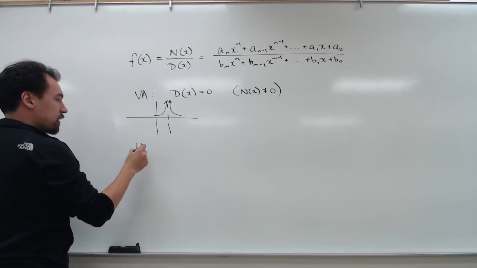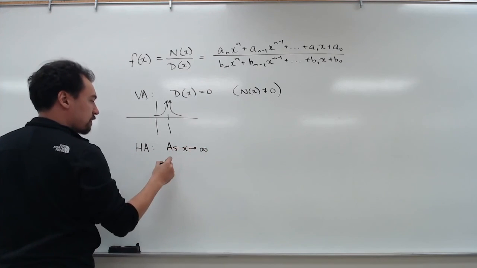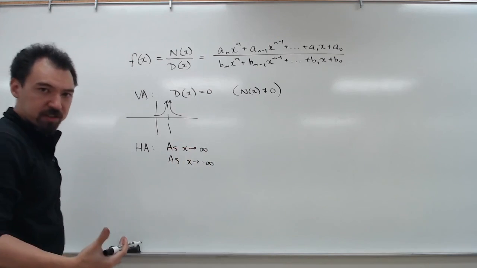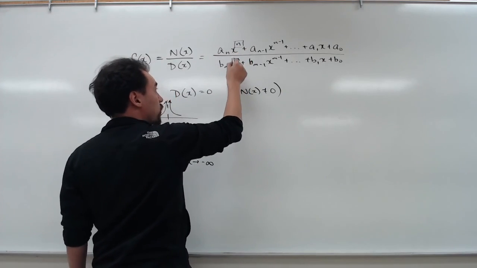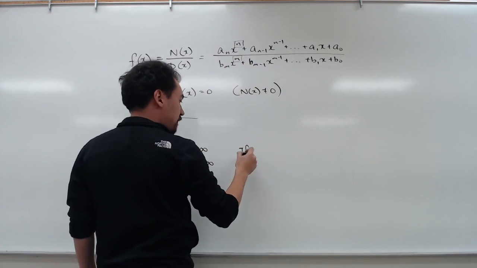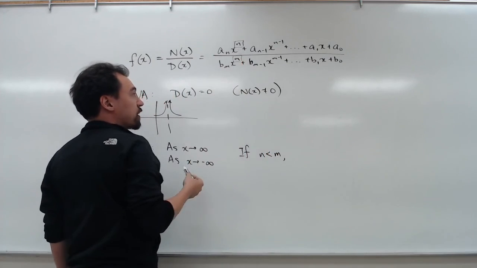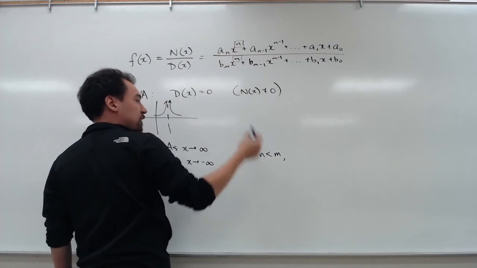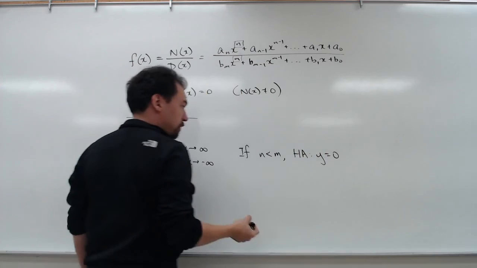Then there was the horizontal asymptote, which is based on the end behavior. It's as x goes to infinity and as x goes to negative infinity. And there are 3 cases that result out of this. We look at the degree of the numerator and the degree of the denominator, so n and m. So it turns out if n is less than m, so the top is a smaller degree than the bottom, then when you plug in a big number, the bottom is so much bigger than the top that you get the horizontal asymptote is y equals 0.